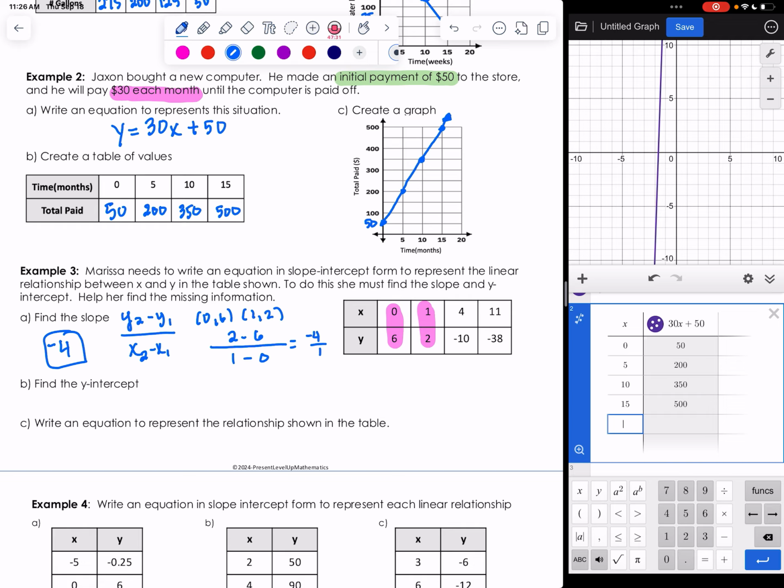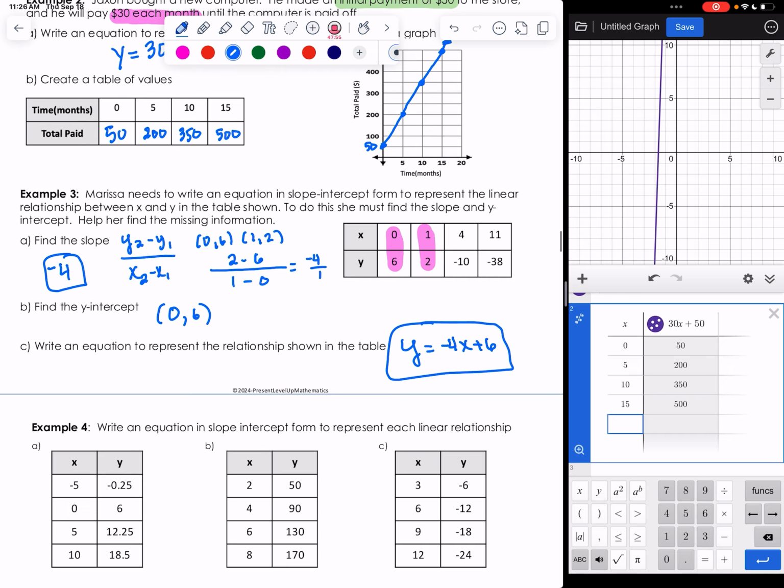Now, the y-intercept is the value of y when x equals 0. So our y-intercept in this problem is (0, 6). Now I'm going to put those together to write an equation. y is equal to negative 4x plus 6.